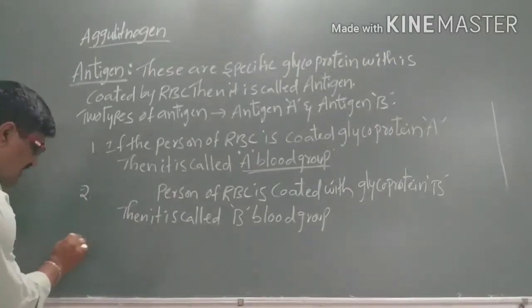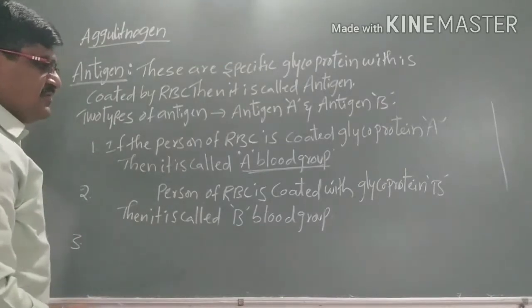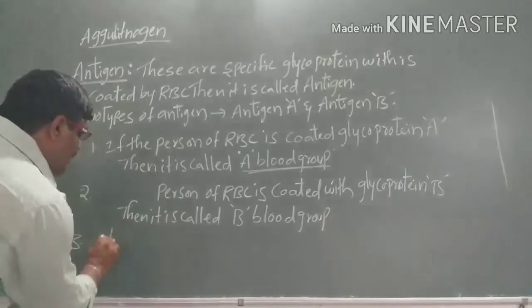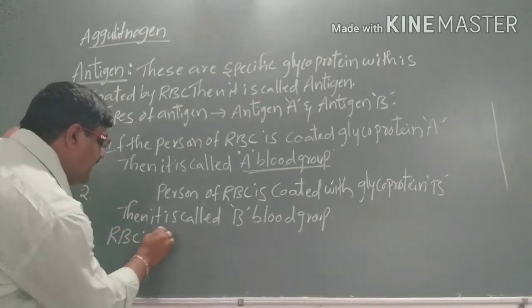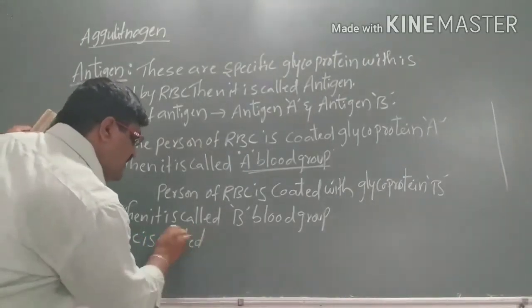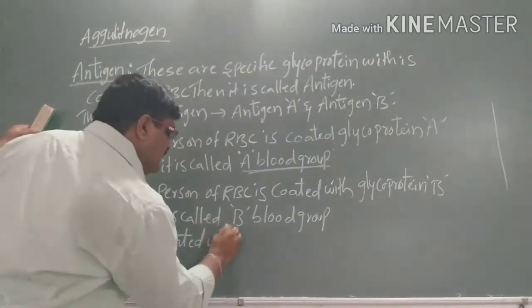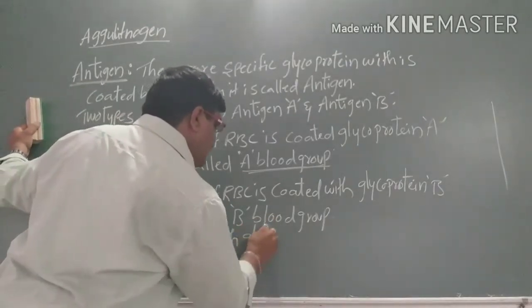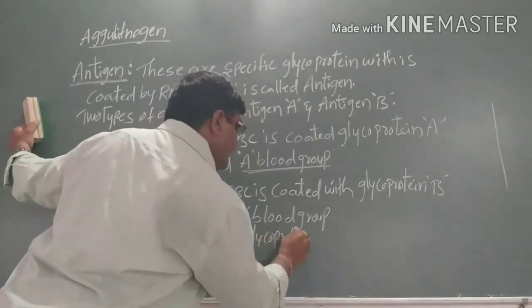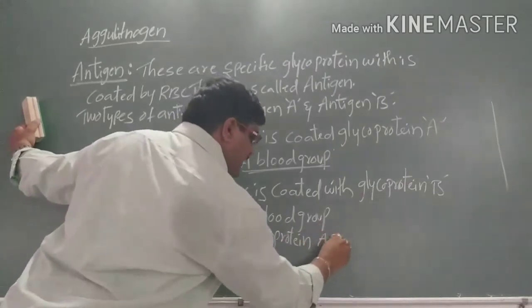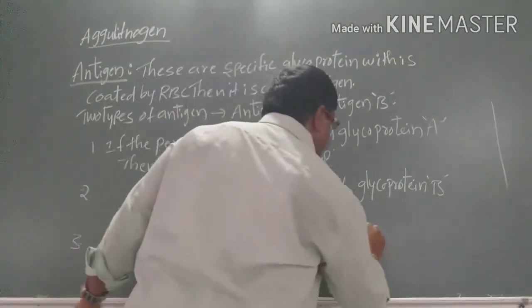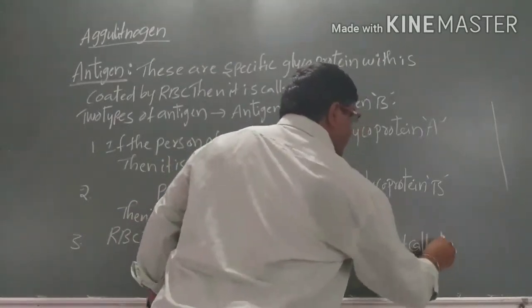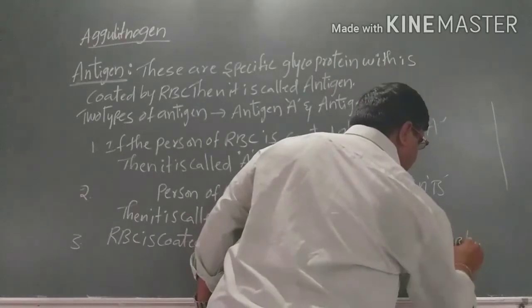And if the RBC is coated with glycoprotein A and B, then it is called AB blood group.